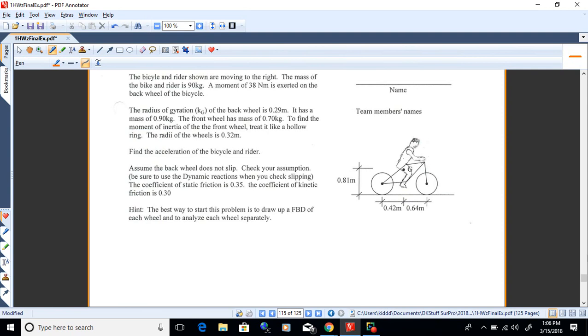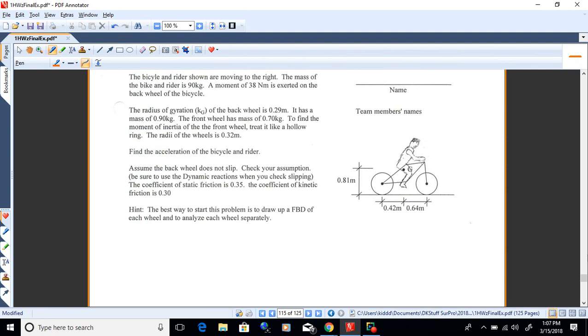The front wheel is pretty straightforward. It just has a little bit of a hub, and most of the mass is in the rim, so I just said treat it like a ring. The back wheel has the sprocket and all that, so I gave you the radius of gyration instead. Let's find the acceleration of the bike and rider. Assume the back wheel doesn't slip. Check your assumption. Be sure to use dynamic reactions when you check slipping. The coefficient of static friction is 0.35. The coefficient of kinetic friction is 0.3.